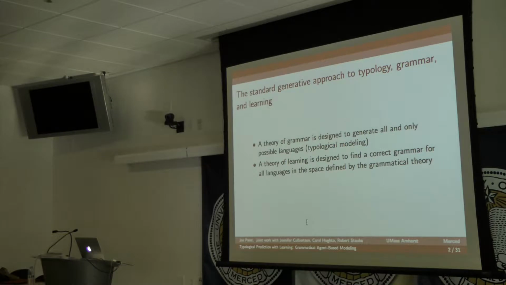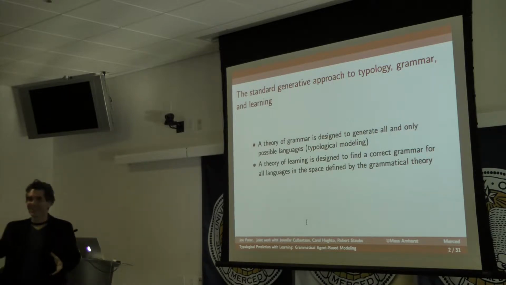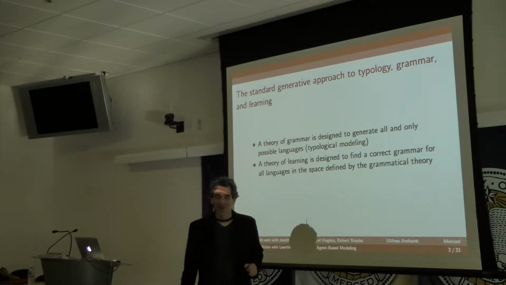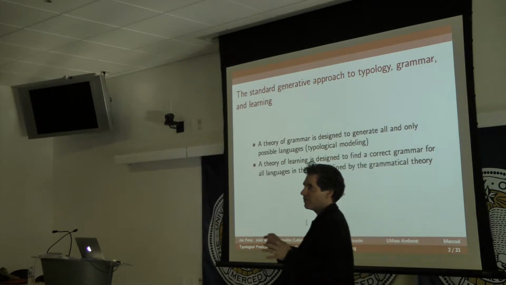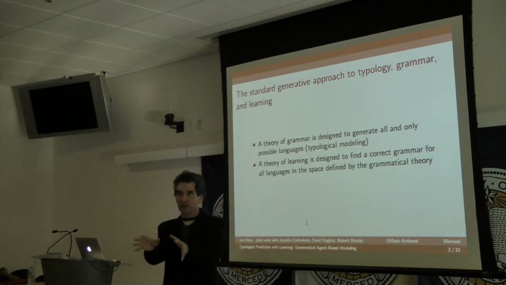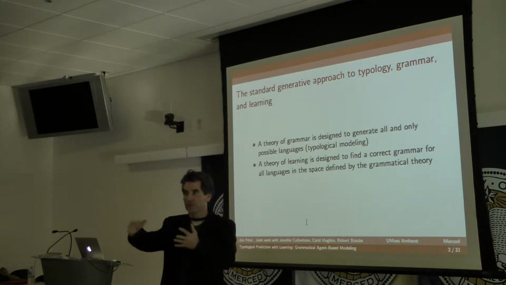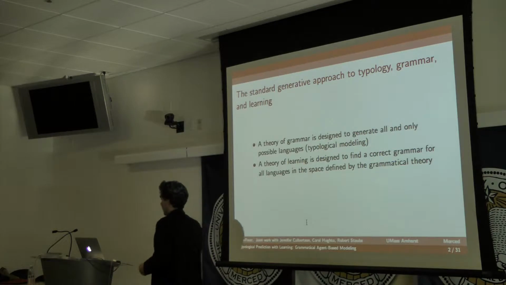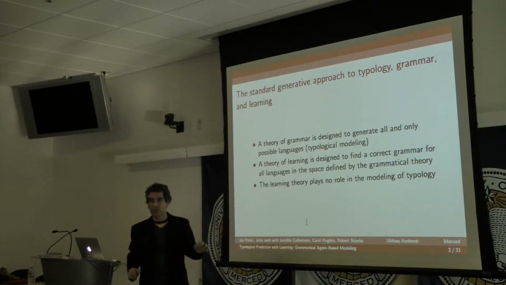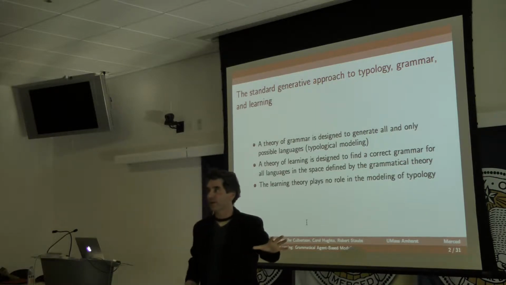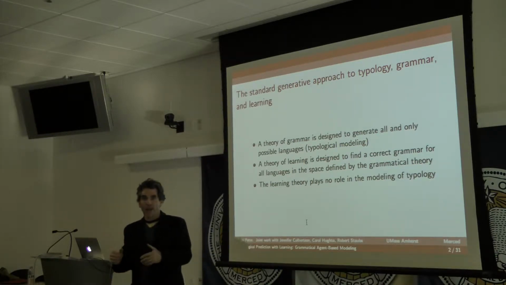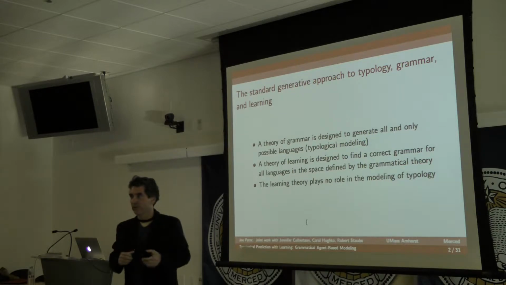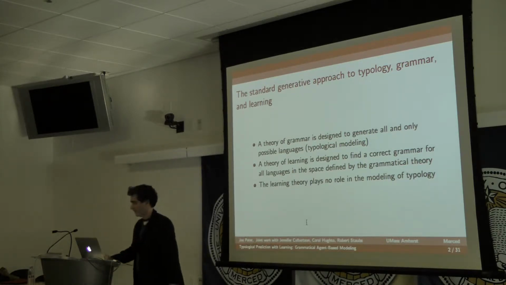When generative linguists are doing learning research, that is creating computational models of learning, what they're trying to do is create learning models that will find a correct grammar in the space of all possible grammars given some set of linguistic data. The learning theory in this approach doesn't actually play any role in modeling typology. The modeling of the typology is done by creating a theory of UG, and then the learning theory is just explaining how kids can learn the language given some amount of data.